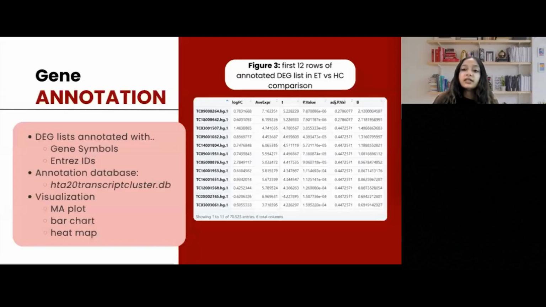After identifying the DEGs, each list of DEGs was annotated with gene symbols and Entrez IDs using the HTA 2.0 transcript cluster database. The results were then visualized with several kinds of plots and charts. For example, in Figure 3 here, you can see the first 12 rows of an annotated gene list, which includes log-fold change and p-values, which indicate statistical significance or the chance of the data point being generated due to random chance or technical error.